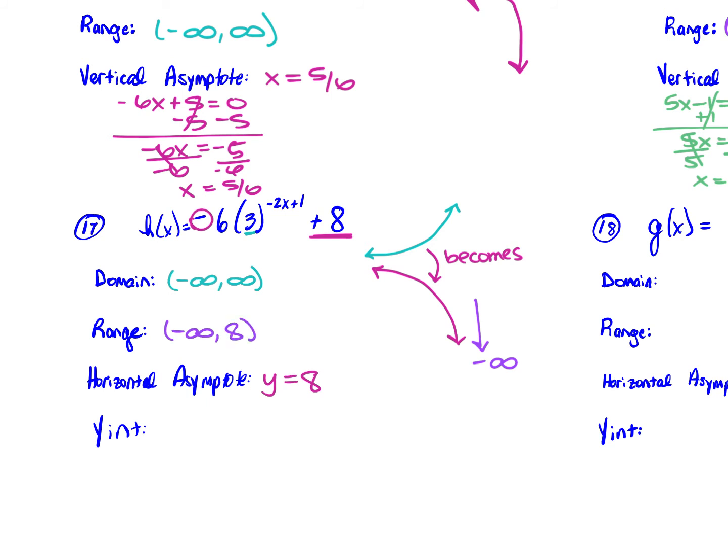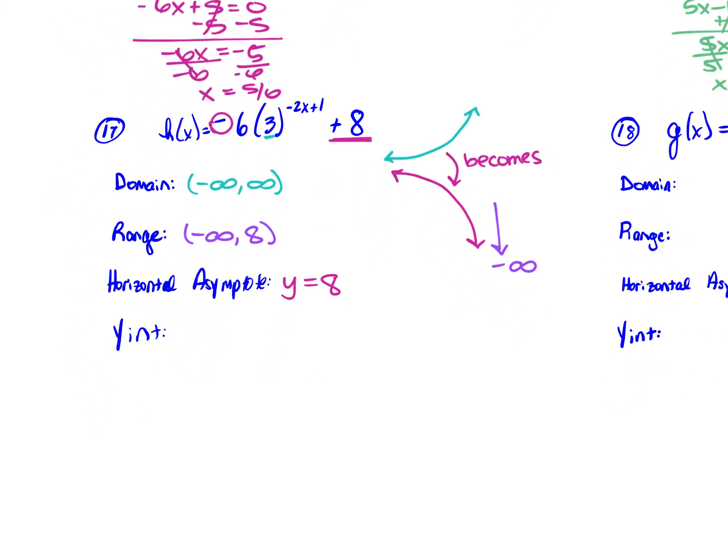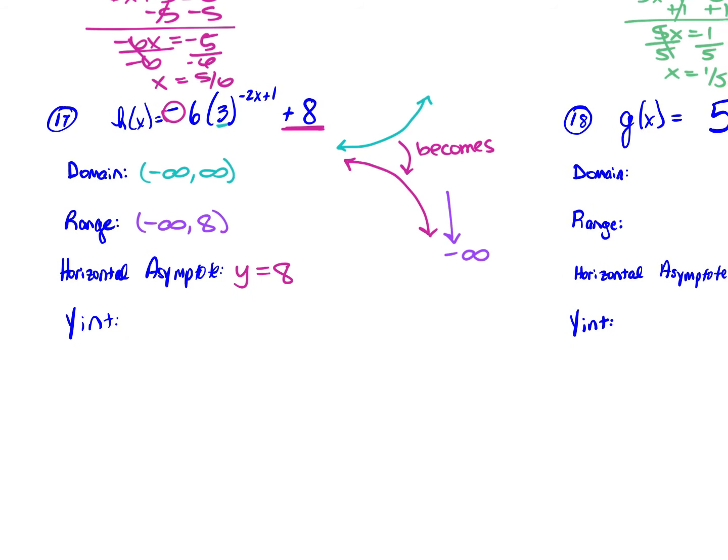Lastly, your y-intercept. Plug in 0 for x, solve for y, give the ordered pair 0, something. So we're given the function negative 6 times 3 to the power of negative 2 times x, which is going to be 0, plus 1, plus 8. This is going to simplify to negative 6 times 3 to the power of 1 plus 8, because negative 2 times 0 is 0, and 0 plus 1 is just 1. 3 to the power of 1 is 3, so negative 6 times 3 is negative 18, plus 8 is negative 10. So that's the y-intercept, 0, negative 10.